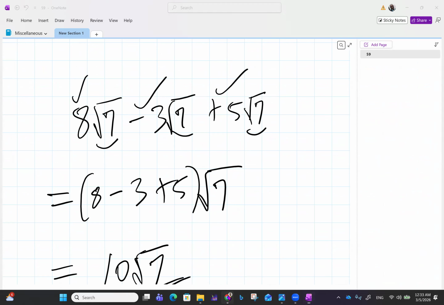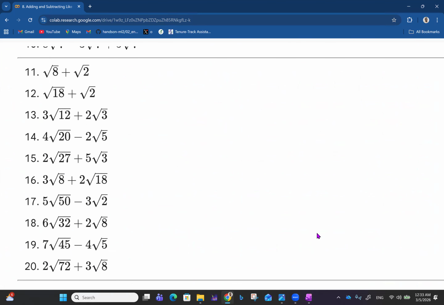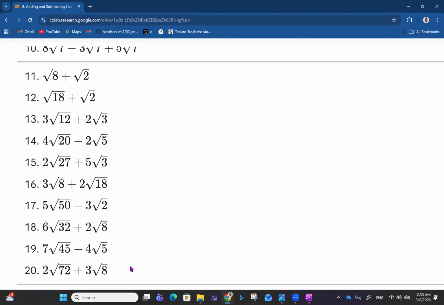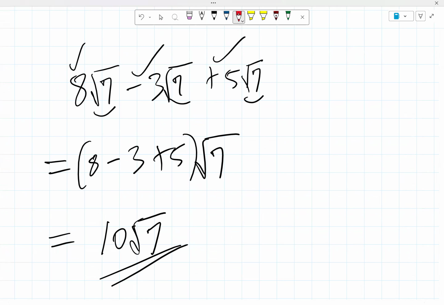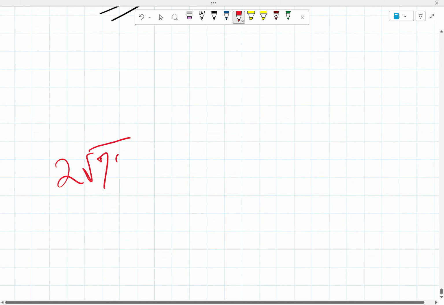Then we have the next one. Okay, you have all these ones. As usual, I think I'll go for the last one. 2 root 72 plus 3 root 8.